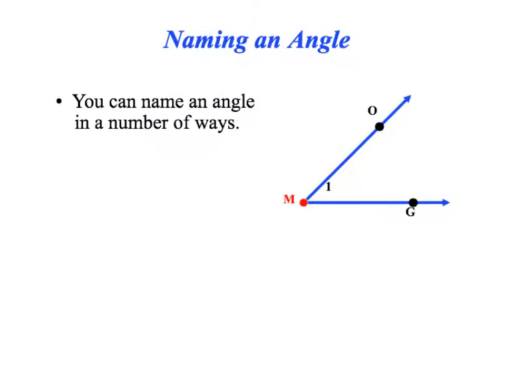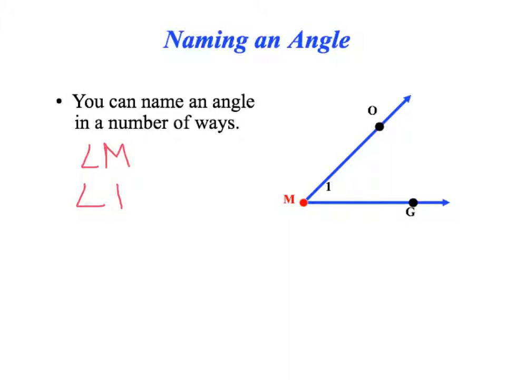An important skill that you're going to need for geometry is how to name an angle. Now, we can name an angle in a number of different ways. One way that we can name an angle is by using its vertex. So if you look at the angle at the right, its vertex is M. So we can go ahead and call that angle M. Another way we can name the angle is by using a number if it has one. So if you look right where the two rays intersect, there's a number 1. We can also call this angle 1.